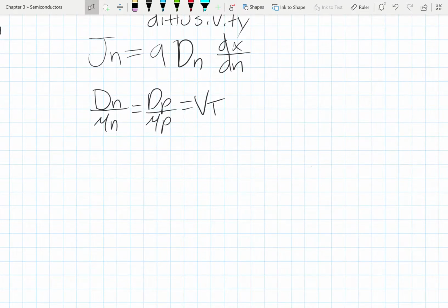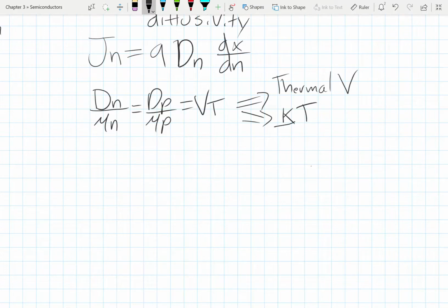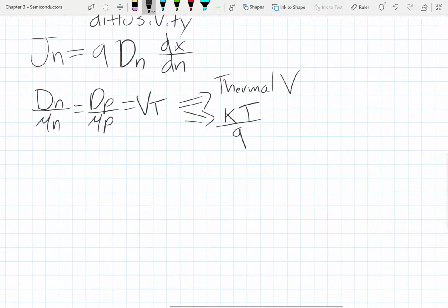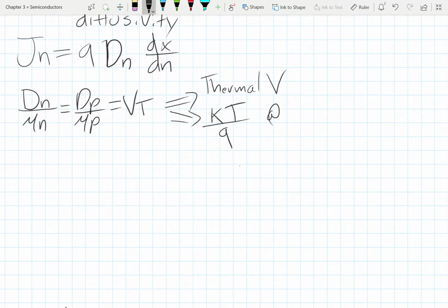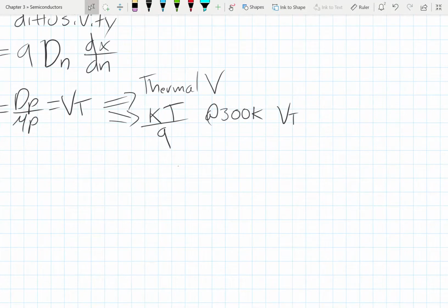What this thermal voltage is, or how it's represented, is like this. This guy is thermal voltage, and it is represented as the Boltzmann constant times temperature over charge, kT/q. At room temperature, 300 degrees Kelvin, this kT/q is equal to 0.0259, and that's a number that's used a lot.